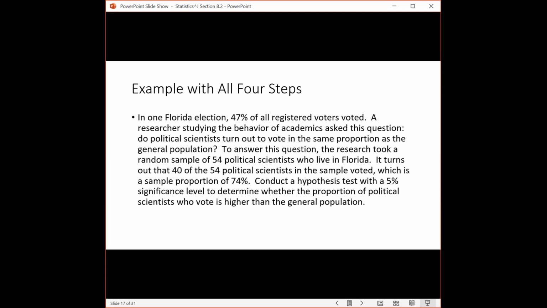All right, so in one Florida election, 47% of all registered voters voted. Researchers studying the behavior of academics asked this question: do political scientists turn out to vote in the same proportion as the general population? That's a very good question. To answer this question, the researcher took a random sample of 54 political scientists who live in Florida. It turns out that 40 of the political scientists voted, which is a sample proportion of 74%. They want us to conduct a hypothesis test with a 5% significance level to determine whether the proportion of political scientists who vote is higher than the general population.